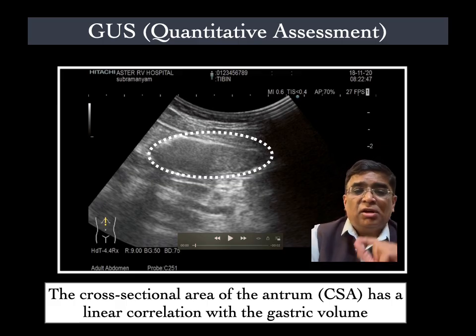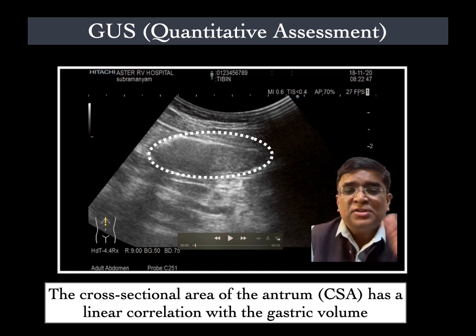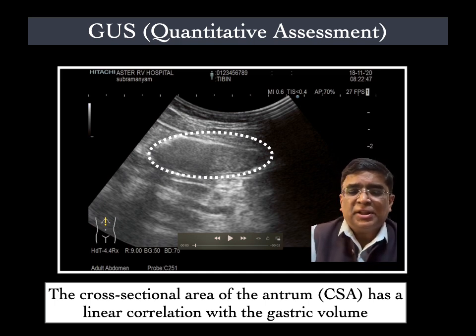At any point the solids are there, your assessment says solids means it's a high risk for aspiration. If aspiration happens, the outcomes can be quite worse.